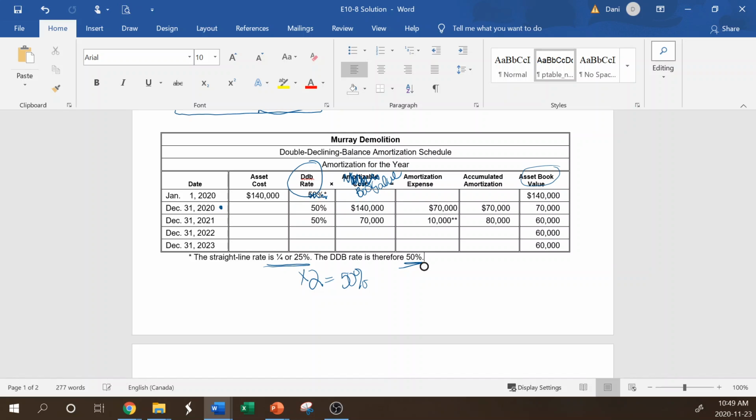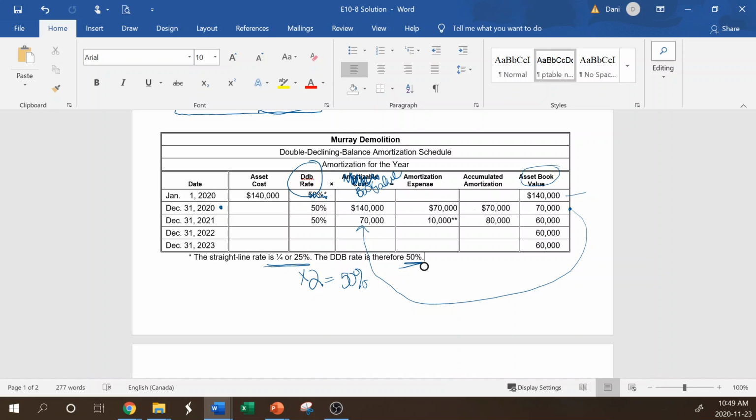In the first year, our book value is the 140 because we have no amortization yet. So 50% times 140 equals 70,000 of amortization expense in that first year. So that's our accumulated, and it gets us to a book value of $70,000. So that is the value that you now carry and we use here in this column.